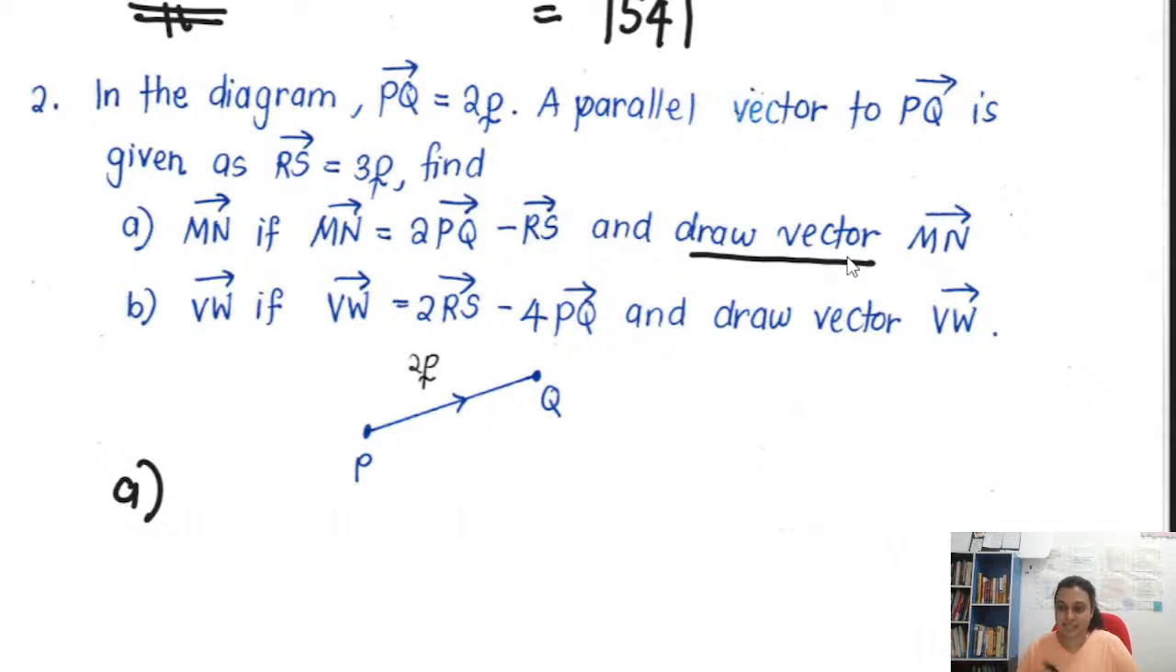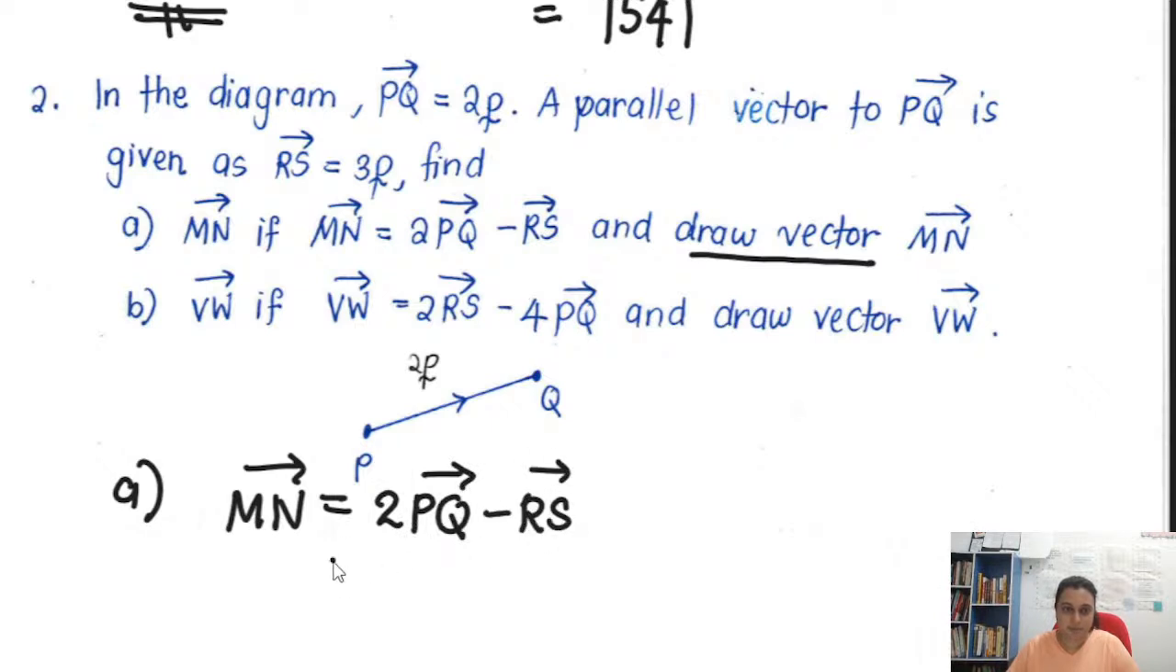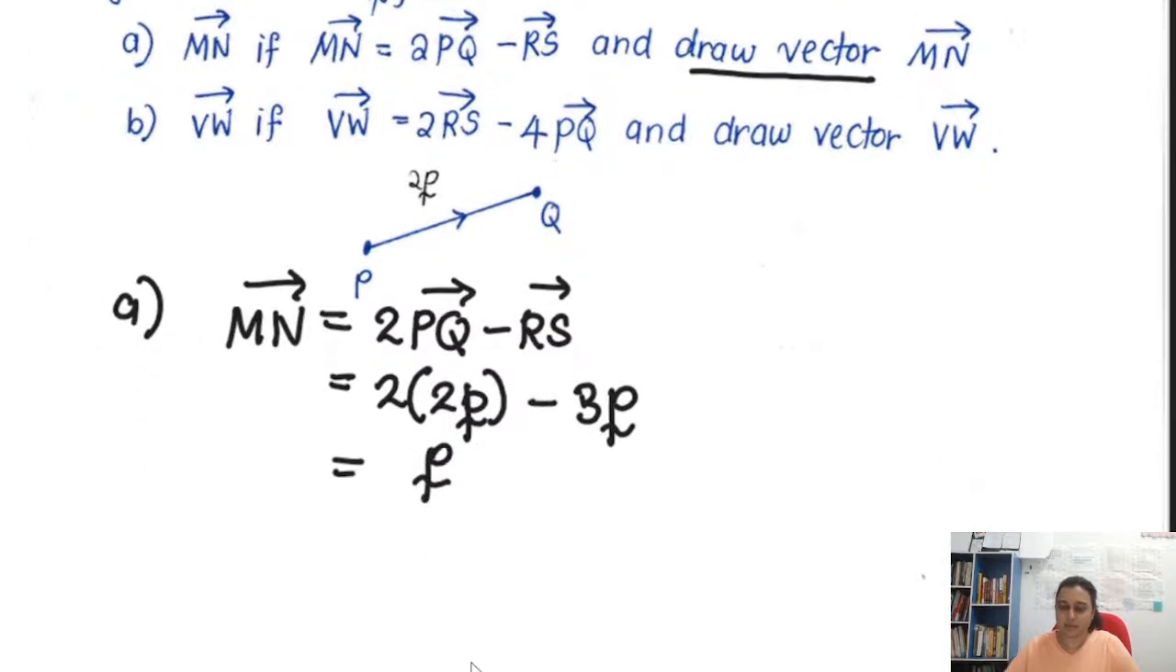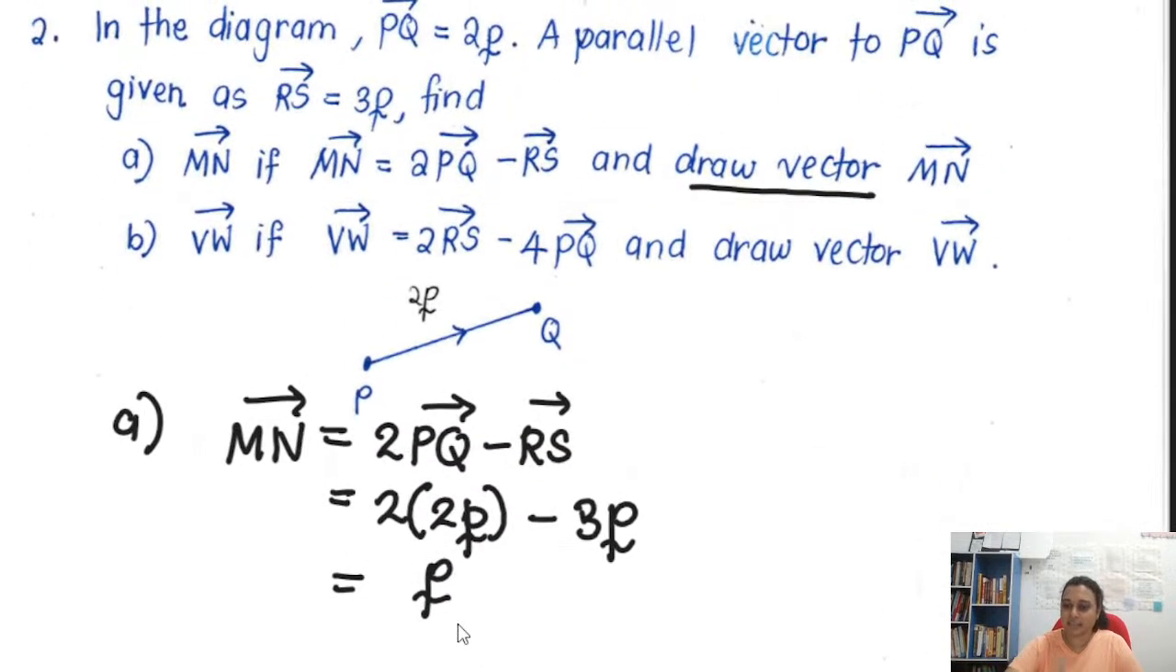Okay, I continue first with this one. So MN. We find first what is MN. Kita cari dulu MN ialah apa. 2PQ tolak RS. What is PQ? We substitute 2 vector P. RS, we substitute as 3P. So 4P minus 3P, you get P only, right? Okay, so draw the vector.